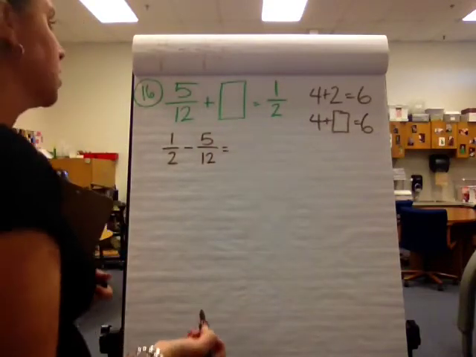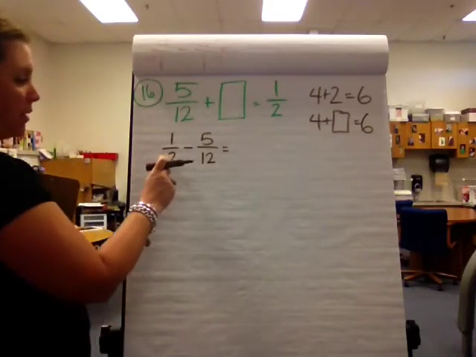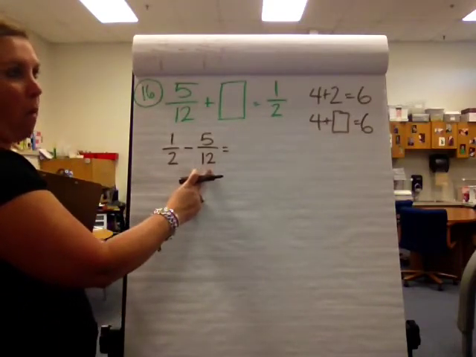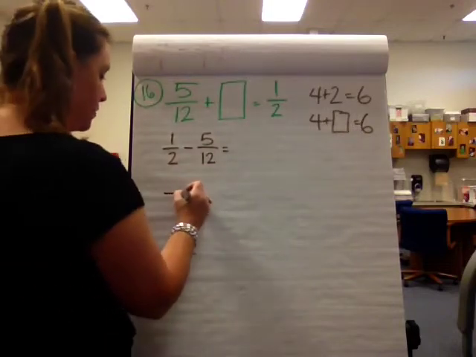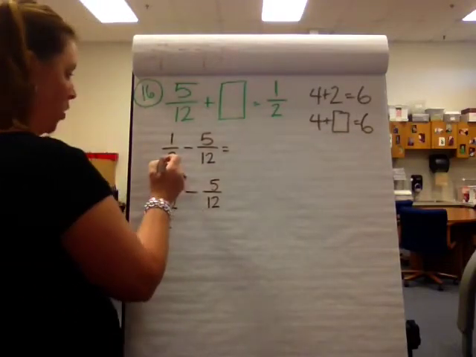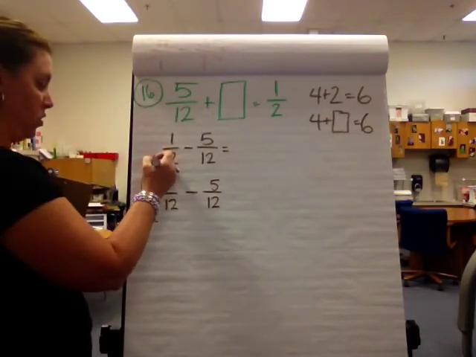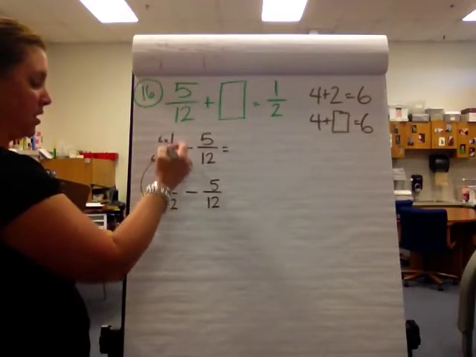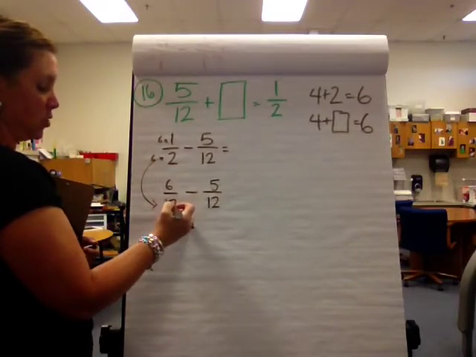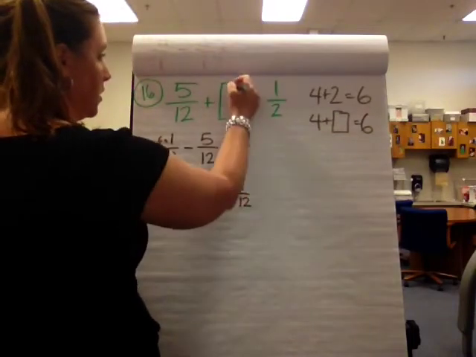All right. So I don't have common denominators, so I'm going to have to make a common denominator. Can I make 2 into a 12? I sure can. What did I do from a 2 to 12? Multiplied it times 6, therefore I multiply this times 6. 1 times 6 is 6. 6/12 minus 5/12 is 1/12.